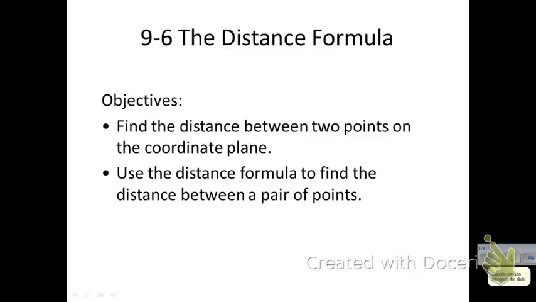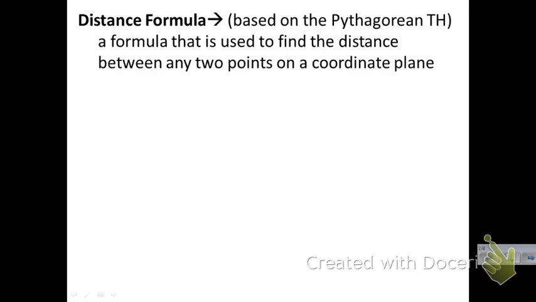Alright, today we worked on the distance formula. So the first thing we're going to do is find the distance between 2 points on a coordinate plane, and then we're going to use the distance formula to find the distance between a pair of points. The distance formula is based on the Pythagorean theorem. It's a formula that is used to find the distance between any 2 points on a coordinate plane.